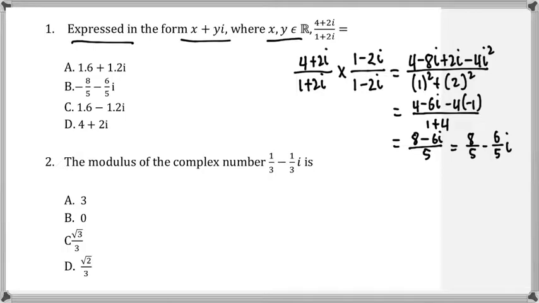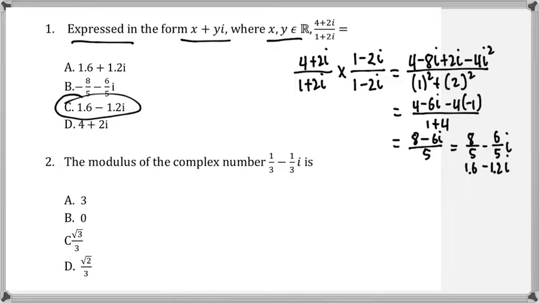So which one is it? It's not this. This looks really close, but we do have a negative in front here. What else could it be? If you look very carefully, you would notice that 8 on 5 is the same as 1.6, and 6 on 5 is the same as 1.2. So really and truly, your answer is C for question 1. Pretty straightforward, right? So that's that.